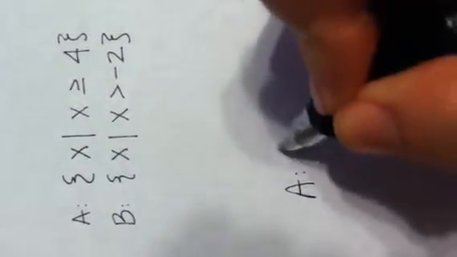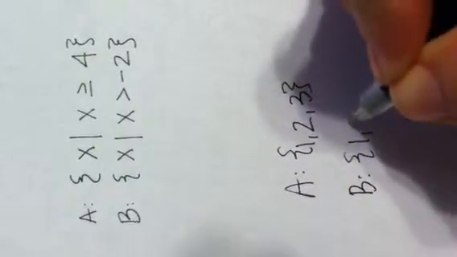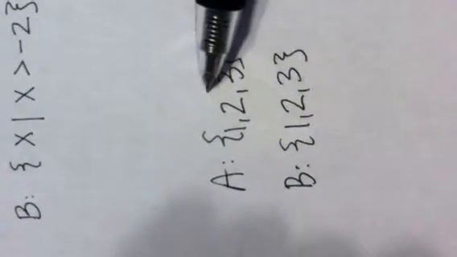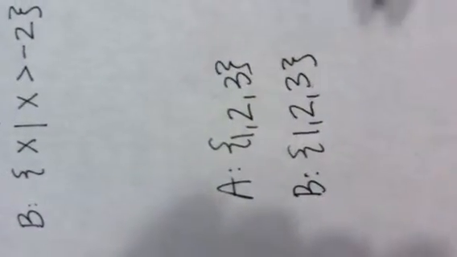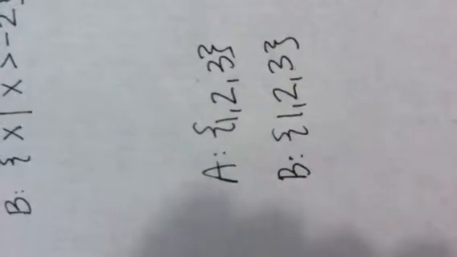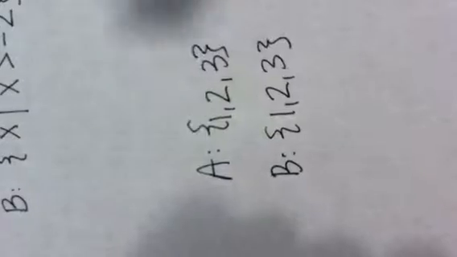Now, what happens if both of our sets are equal? Let's say that set A is 1, 2, 3 and B is 1, 2, 3. This means that A is a subset of B and B is a subset of A. And we can also say that the sets are equal to each other. So if A is a subset of B and B is a subset of A, that means that our sets are equal to each other.